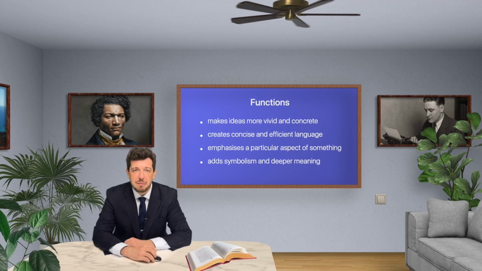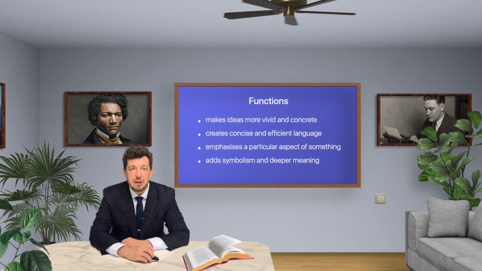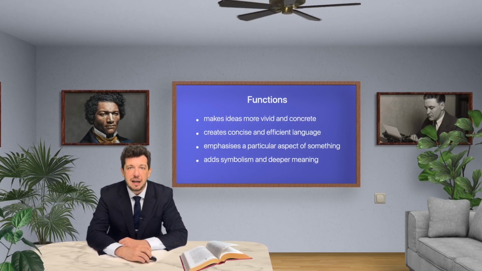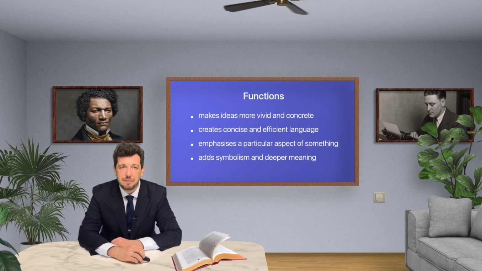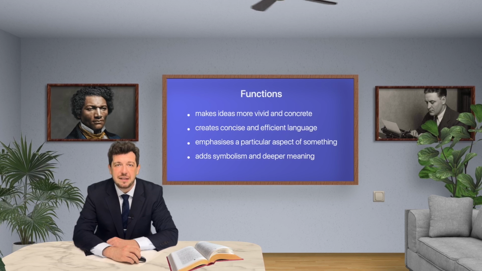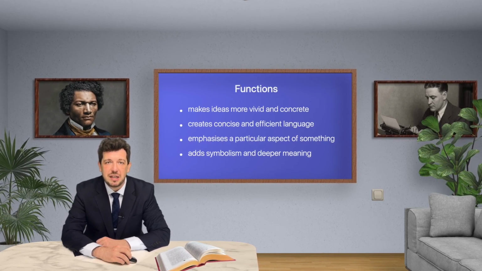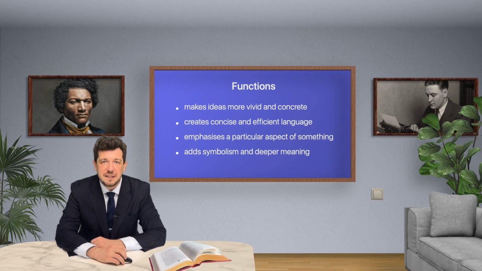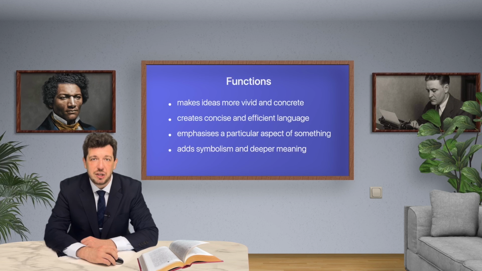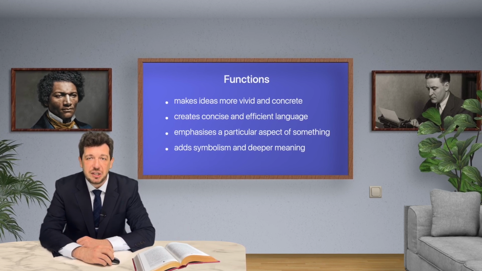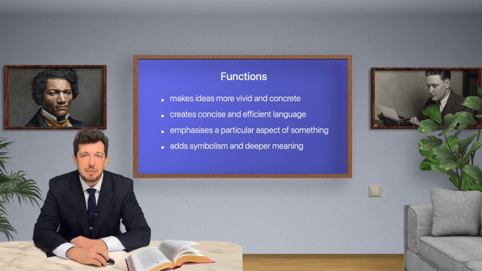The chosen metonym highlights what the author wants readers to focus on. For example, referring to a king as the crown emphasizes his authority and office rather than his personality. Metonymy often adds symbolism and deeper meaning. Metonyms frequently carry cultural associations. The crown suggests power, legitimacy, and monarchy. The throne suggests rulership. The cross suggests Christianity. These associations enrich the text beyond the literal meaning.